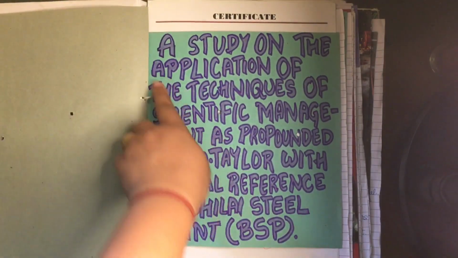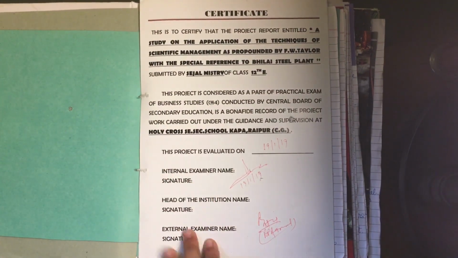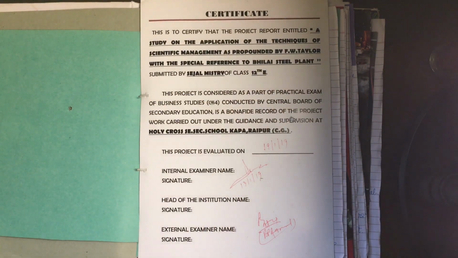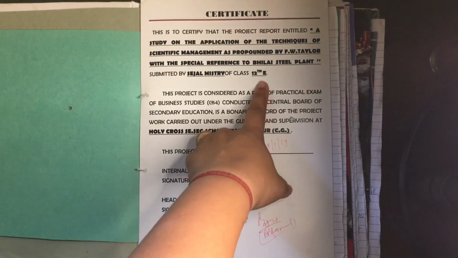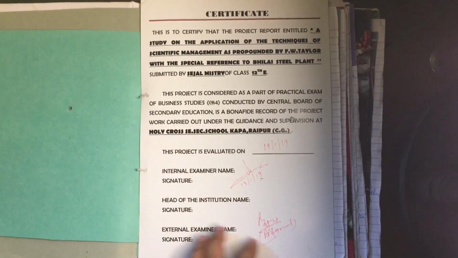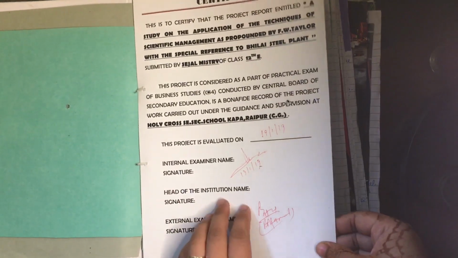The next page basically contains the name of my project, okay, the topic basically. The second page needs to be the certificate, which says this is to certify that the project report entitled, and then the name of the topic, and then submitted by your name and then your class. Then these are the other contents which you can actually copy down, and here is the name of my institution. Then you can see all these signatures and everything.